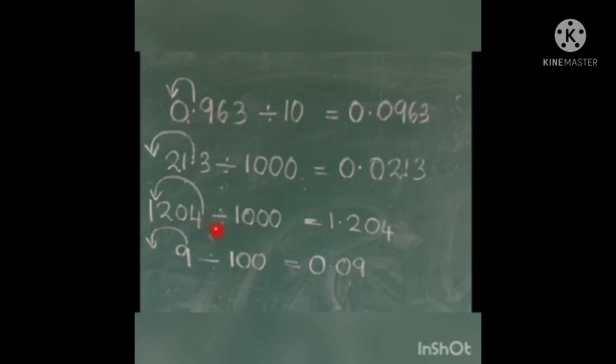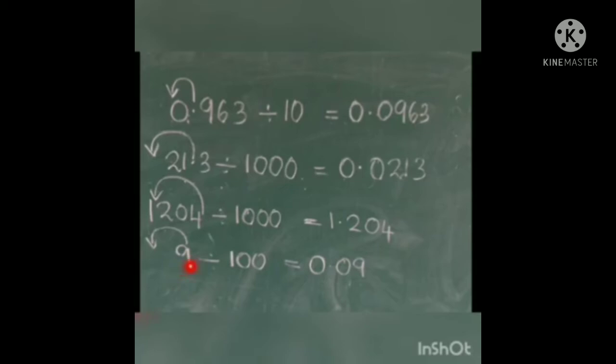In 1000 how many zeros are there? 3 zeros are there. So moving 3 places from here, first place 1, 2, 3. So where does the point come? 1.204. So if in the question they have not given you the decimal point, take the decimal point after the unit place, that is over here.